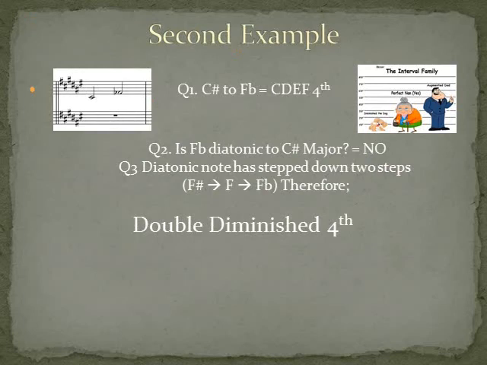Second example, C sharp to F flat. Again, it's a fourth. The availability is the same as before, a diminished, a perfect, augmented. Is F flat diatonic to C sharp? No, it's not. The diatonic note stepped down 2 steps. Therefore, from F sharp, it goes down to a diminished and then down to a double diminished.